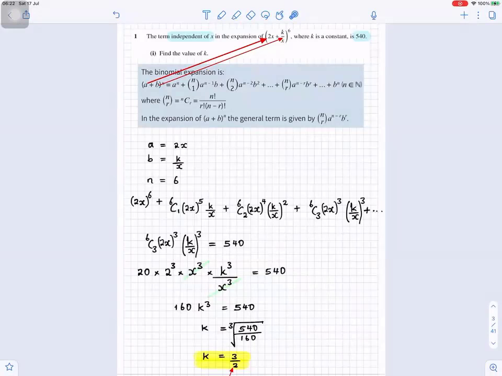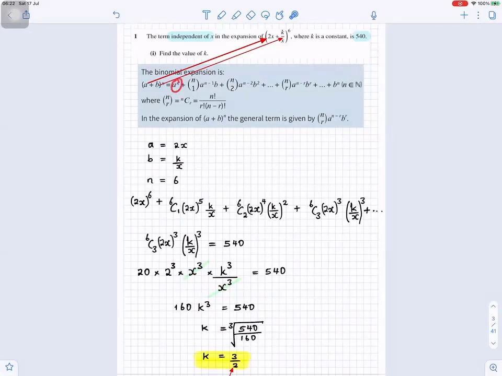So we're going to use this binomial expansion formula I've circled there. To use that formula, we need to find what a is. A is 2x, as you can see, I've put the arrow there. And what is b? B is k over x, and n is equal to 6. So now we substitute into the binomial formula.